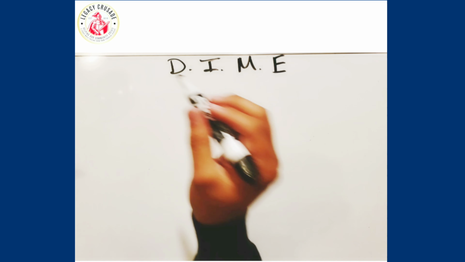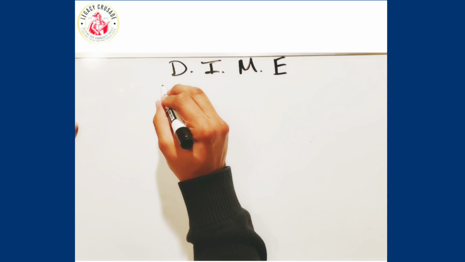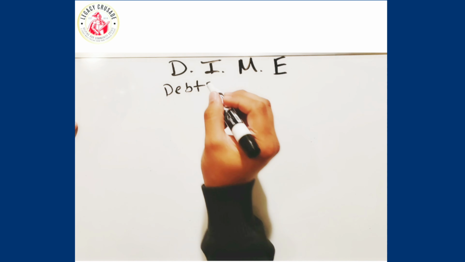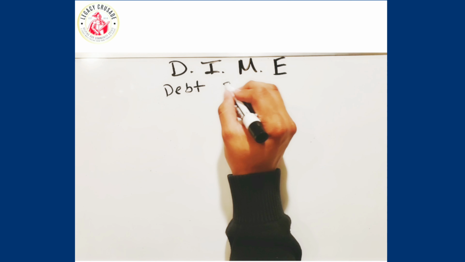So DIME stands for four areas in which your family typically is impacted upon your death. So the first one you want to calculate is your debt. So you want to add up all your debt, especially if you're married, because if you both are on the credit card or both are on a loan, then your spouse is going to take that debt. So you want to make sure you add your debt.